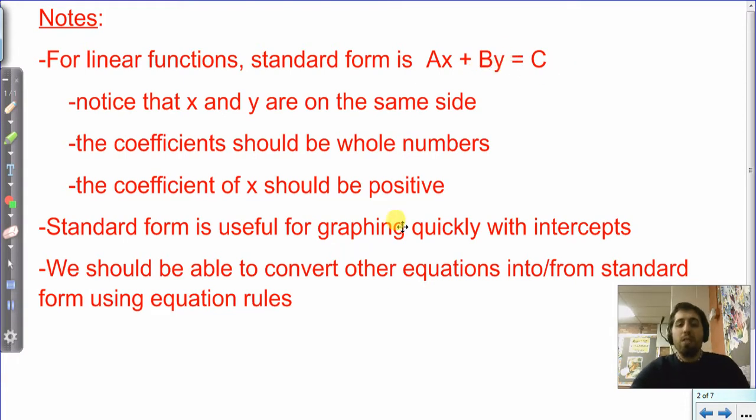And why is it useful? Well, it's useful for graphing quickly with intercepts. So it's really easy to calculate intercepts if you're given standard form, and if you can find the x-intercept and the y-intercept, well, you have 2 points, and that determines your line. And then the last thing we need to know is that we should be able to convert other equations into standard form or from standard form using our basic equation rules. So it's really nice and easy to use equation rules when you're looking at an equation in standard form. Now this is just words so far, so let's make it real. Let's get to work on some problems.